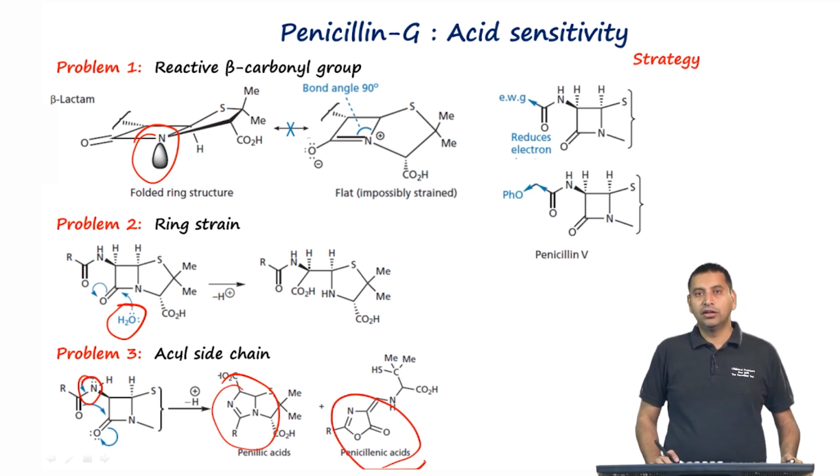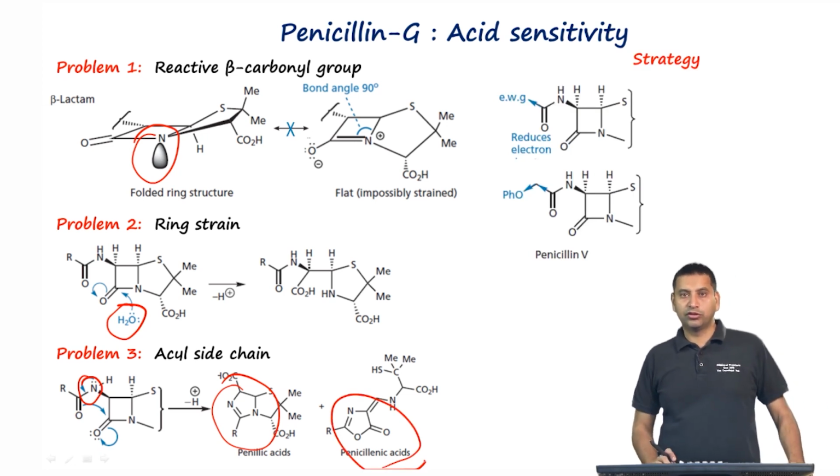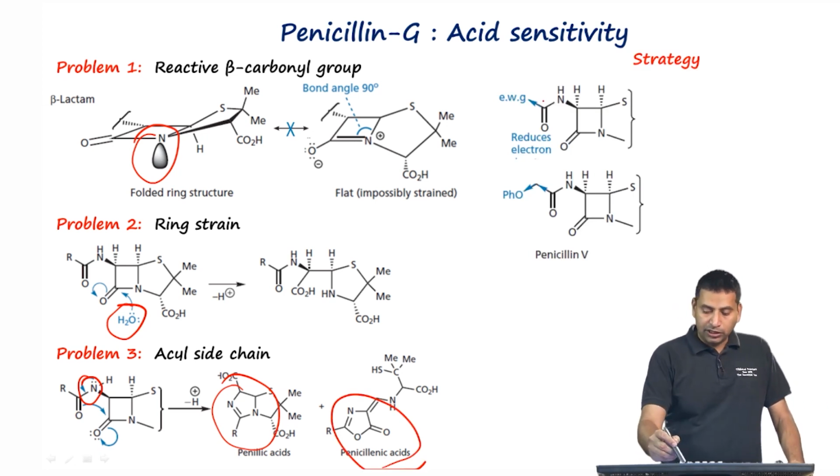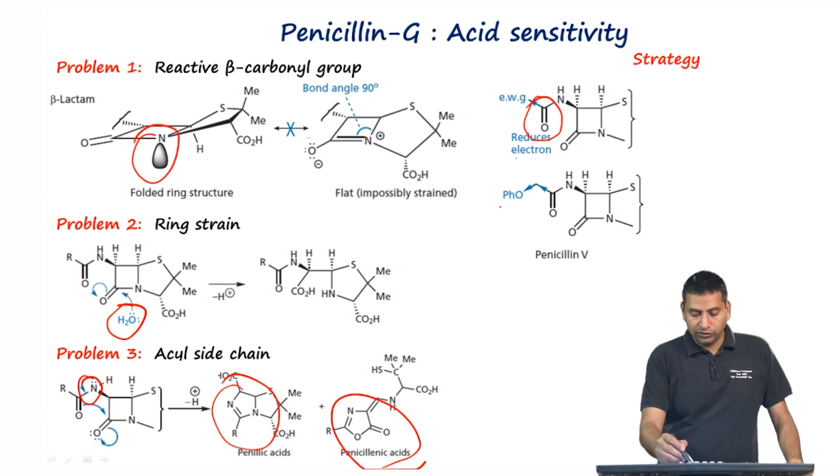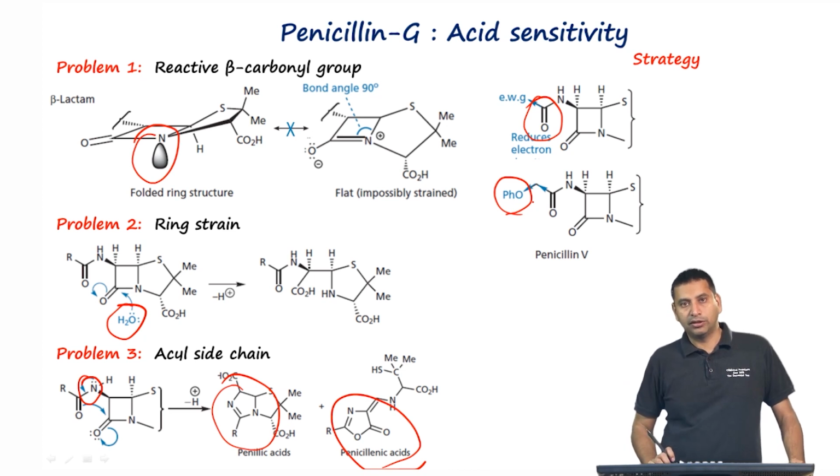So, the strategy that one would adopt to sort this problem is to actually put in an electron withdrawing group on this carbonyl functional group here, and the reason we would do this is that it would reduce the possibility of the intramolecular attack. So, one of the ways in which to do this is to put a phenoxy ether, and because oxygen is electronegative, it pulls electrons from the carbonyl and reduces the possibility of the intramolecular reaction.